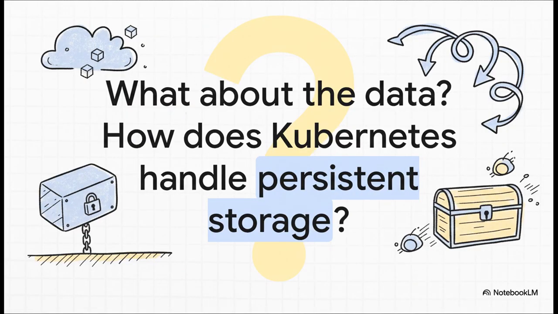We've followed our little packet on its complete journey, from the outside world, through an Ingress, to a Service, and finally to a specific pod IP assigned by the CNI. But this brings up a whole new question, doesn't it? We've talked about how to connect to these ephemeral pods, but what happens to their data when they disappear? How does Kubernetes handle persistent storage?